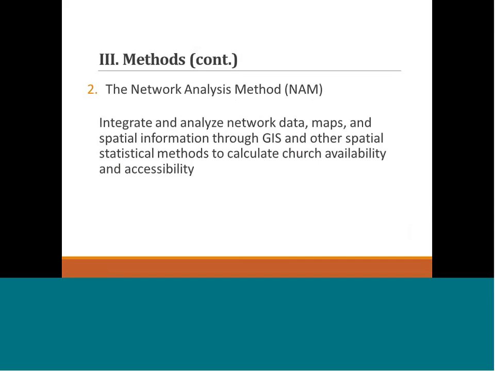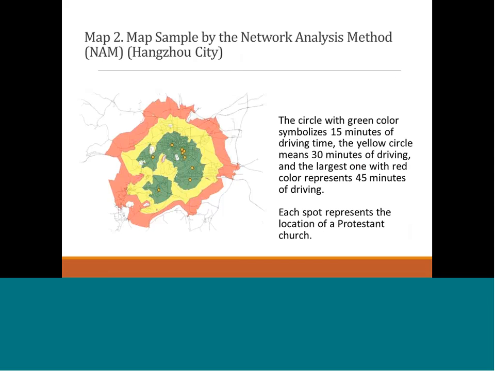The next method we call NAM, Network Analysis Methods, which is designed to integrate and analyze network data, maps, and spatial information through GIS and other spatial statistic methods to calculate church availability and accessibility. This is a map sample by NAM. Let's take Hangzhou city, my hometown, as a case. The green circle symbolizes 15 minutes of driving time, the yellow middle circle means 30 minutes, and the largest red circle represents 45 minutes. Each yellow spot represents the location of a Protestant church in Hangzhou city.